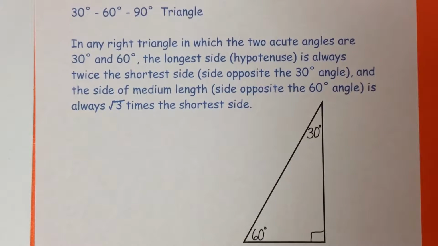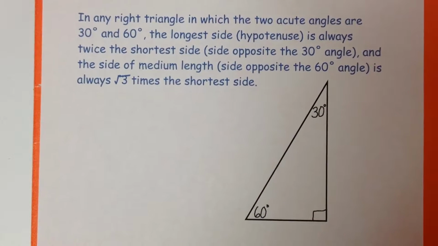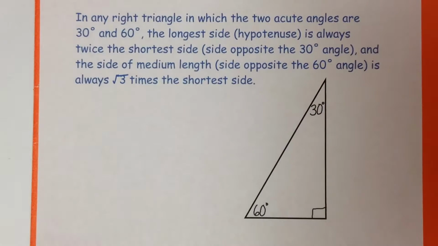Okay, still working with right triangles, but we're going to look at what's referred to as just the 30, 60, 90 triangle, meaning that's the measurement of the three angles within your triangle, so it is a right triangle. But when you have those three particular measurements, then you have a certain relationship between the length of the sides. So as it states, in any right triangle in which the two acute angles are 30 degrees and 60 degrees, the longest side, which would have to be opposite the 90-degree angle, the hypotenuse, is always twice the shortest side.